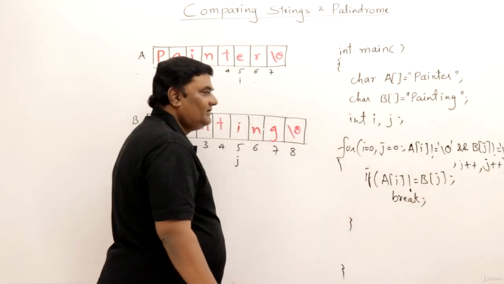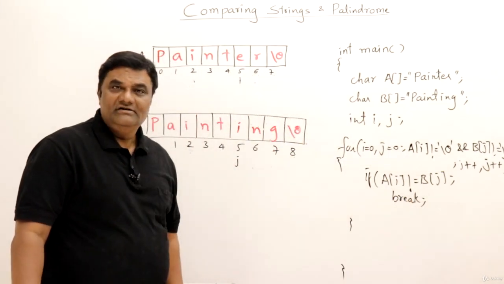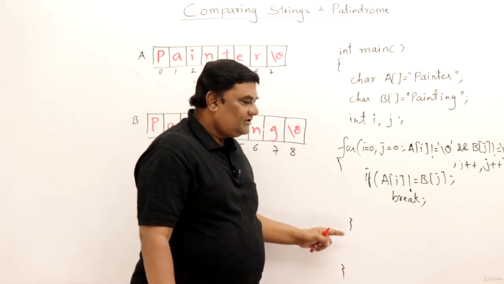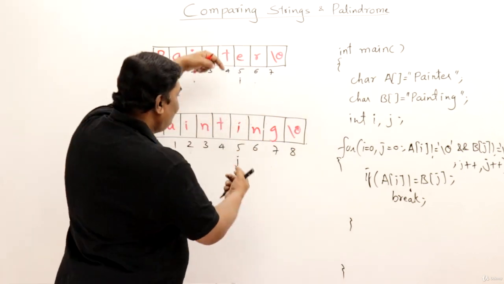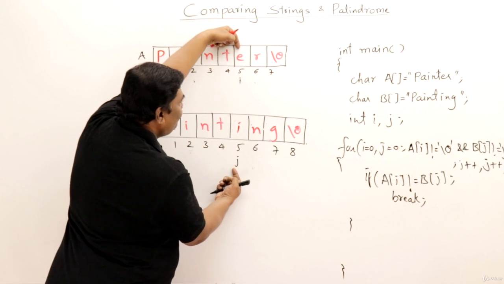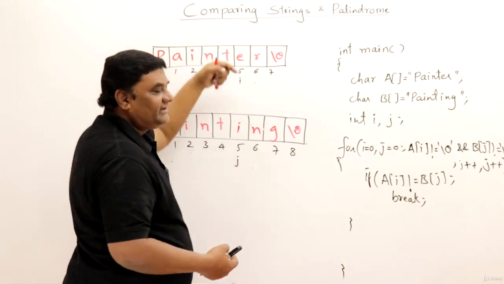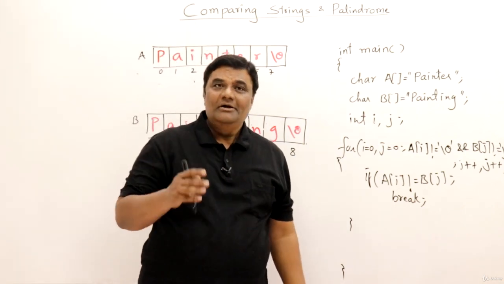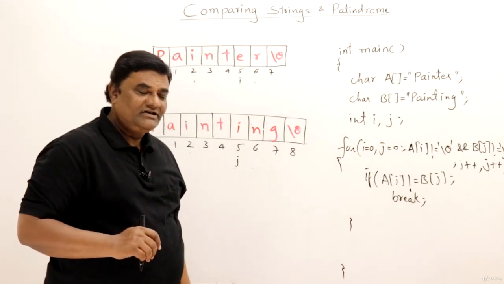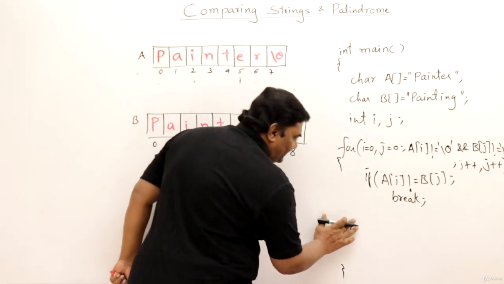Come out of this. That's it. Then after coming out of the loop, I should see whether they are equal wherever i and j are pointing, or the first one is greater or the first one is smaller. Based on that, I should display a message. So here I will write down the code for that.